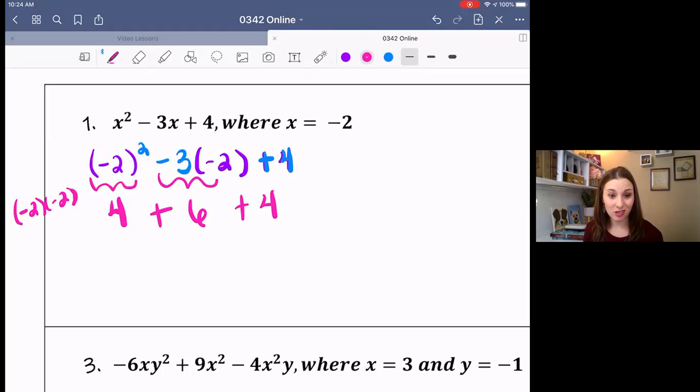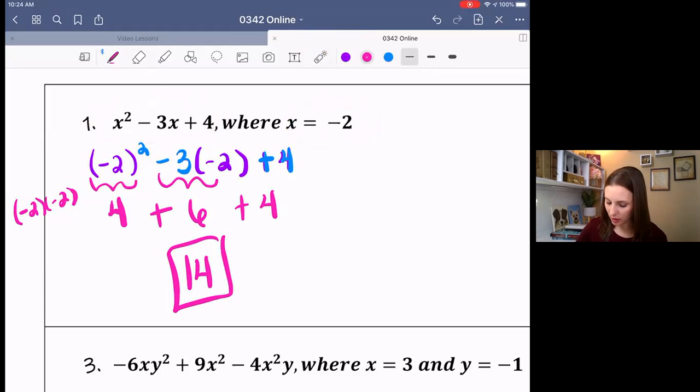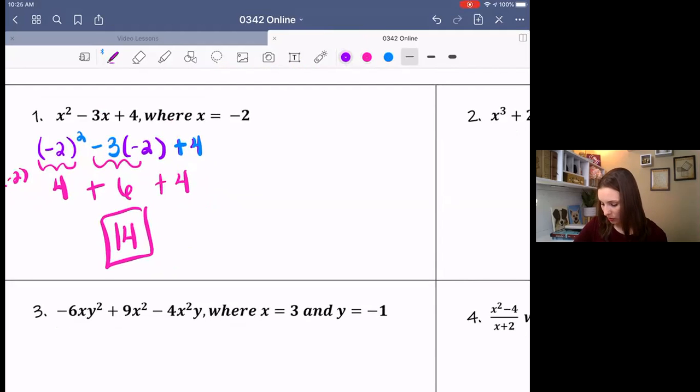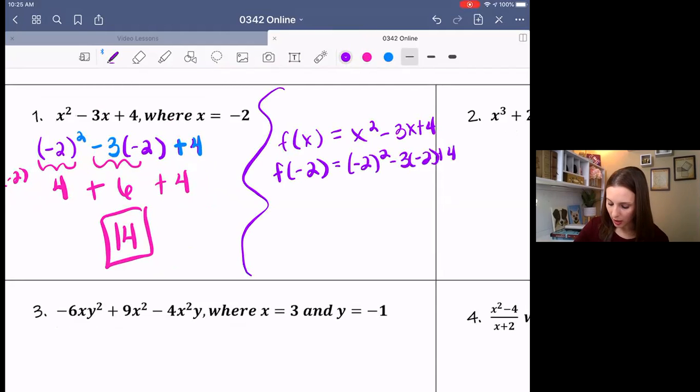And then we just have addition. 10 plus 4 is 14. So this expression, evaluated at -2, is 14. You might see this, I'm just going to do a little side note here, like this. That's a function. F of x is a function. And then you might see f of -2. That's where you're subbing in -2. And we already found that out. F of -2 is 14.